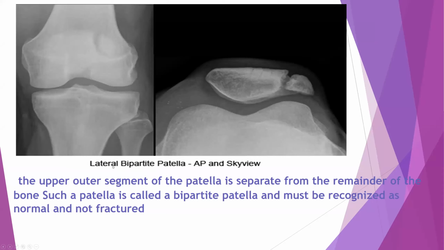Here we see that the lateral upper outer segment of the patella is separated from the remainder of the bone. Such a patella is called a bipartite patella and must be recognized as a normal variant and not a fracture. This is in the AP view and in the skyline view.